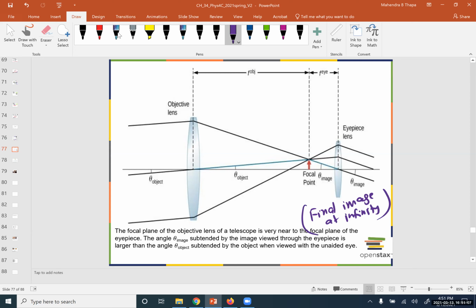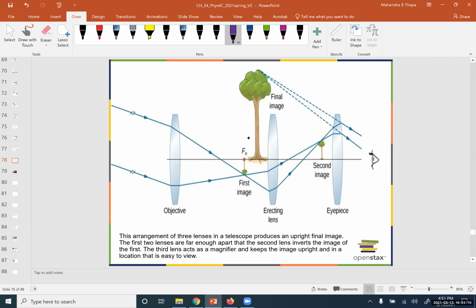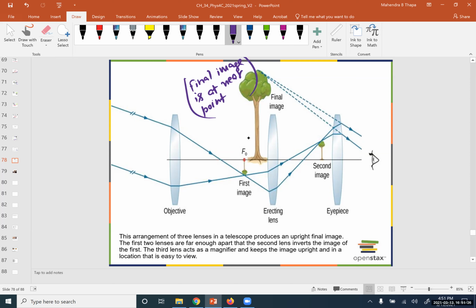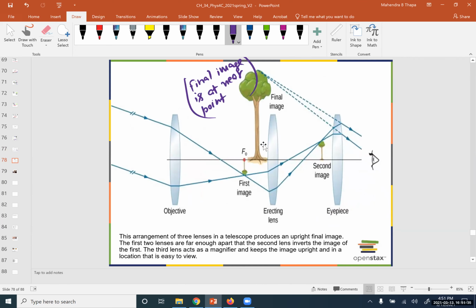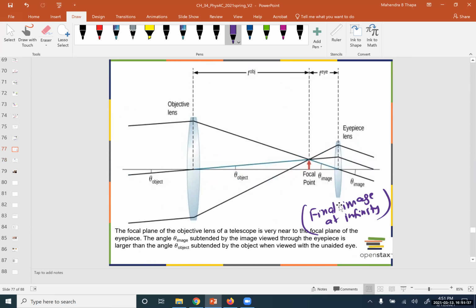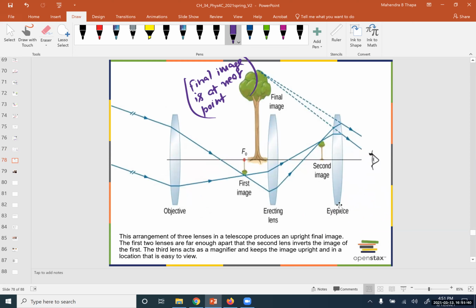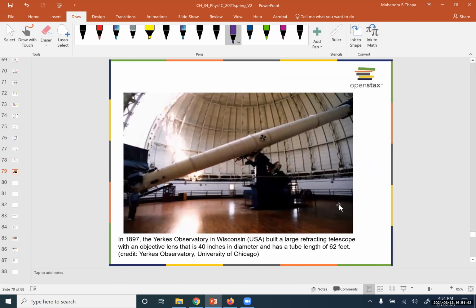You see that? Okay, and in this example, you see the final image is at the near point. So we can produce the final image at the near point or at infinity. But the basic principle will be the same. Okay, so I'm going to draw an example.